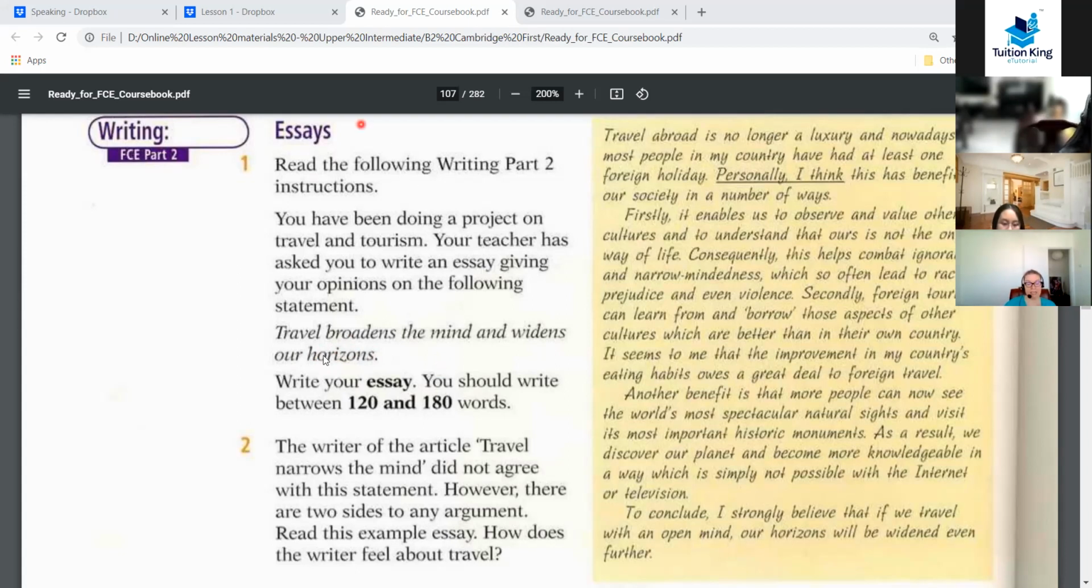Okay. Does anyone agree or disagree with this sentence? Ashman, what do you think? Do you agree? Yes, I agree. Okay, why?